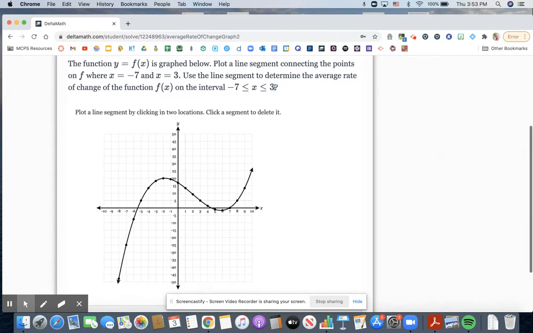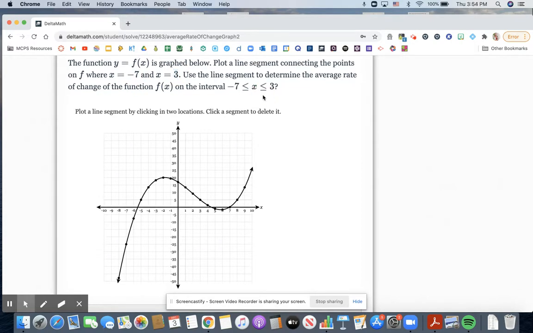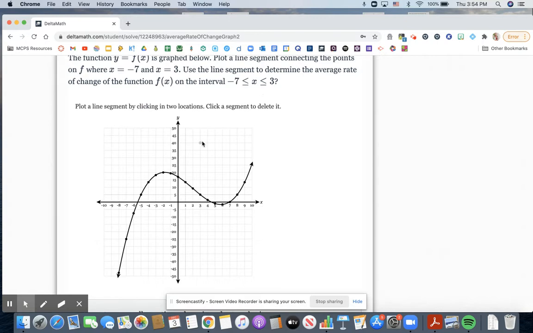Now, this is just a lot of words. That is basically just telling us that we need to find the average rate of change between the two x values, -7 and 3. So I want to look at my graph, find -7 for x, that's over here, and 3, that's over here. Now I need to find the points on my graph at x equals -7 and x equals 3, and I'm going to connect them with a line.